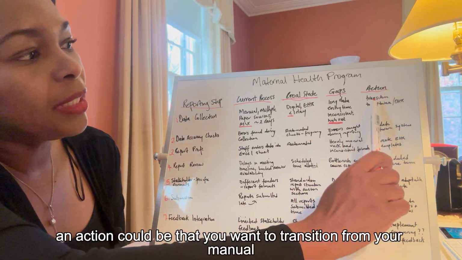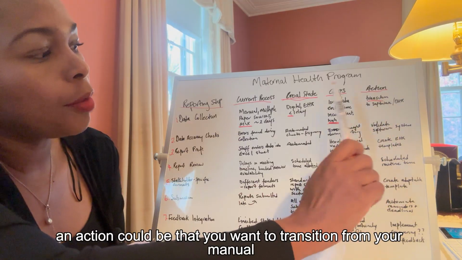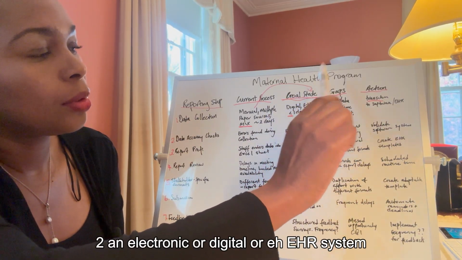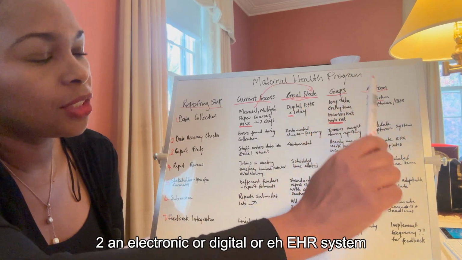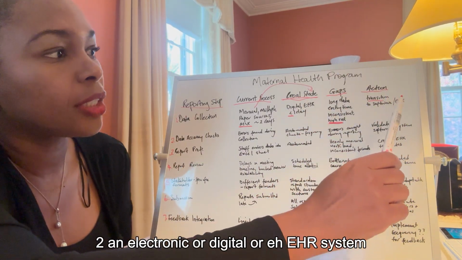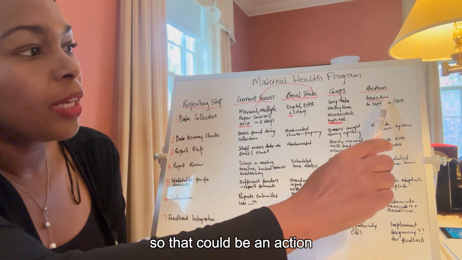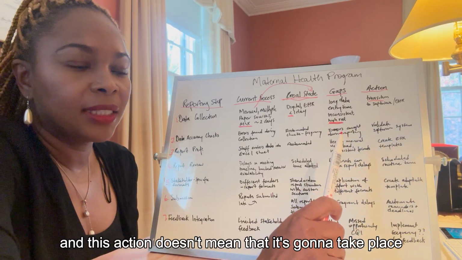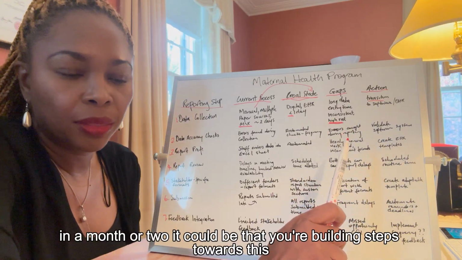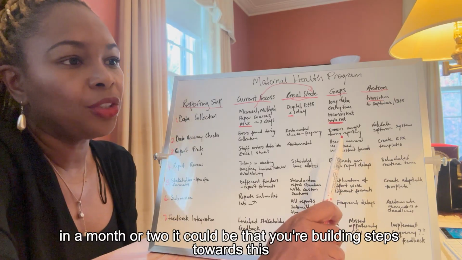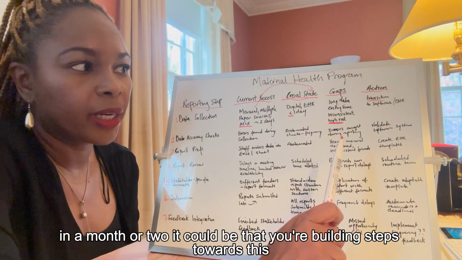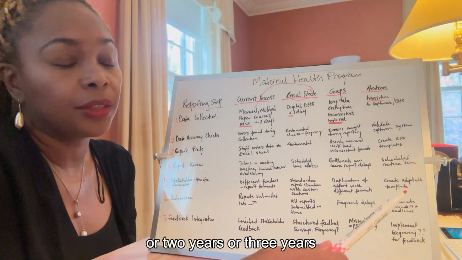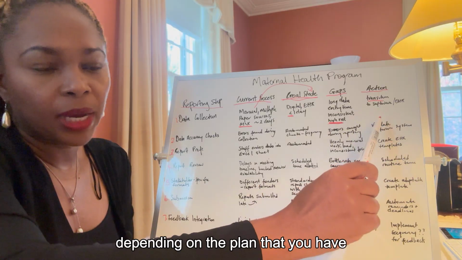An action could be that you want to transition from your manual to an electronic or digital or EHR system. So that could be an action. And this action doesn't mean that it's going to take place in a month or two. It could be that you're building steps towards this taking place in another year or 2 years or 3 years, depending on the plan that you have.